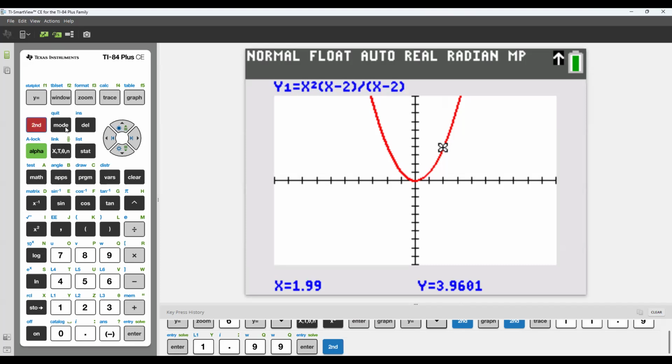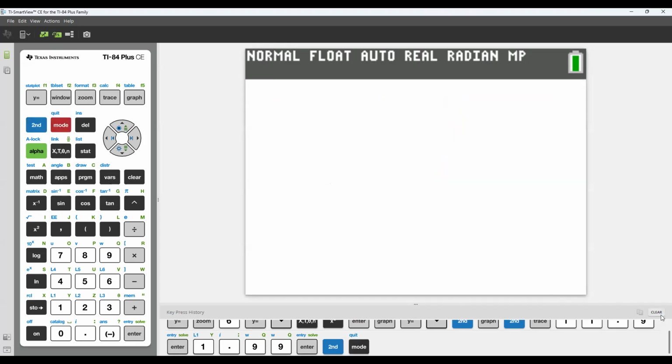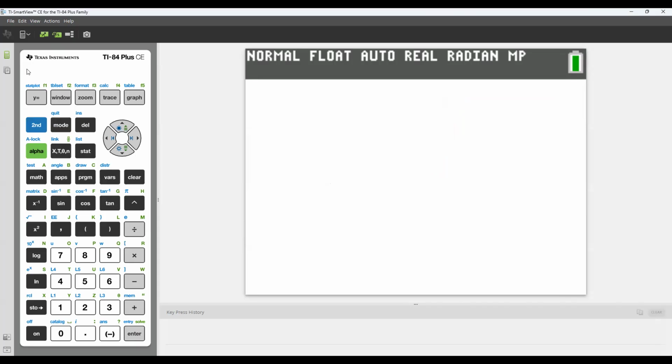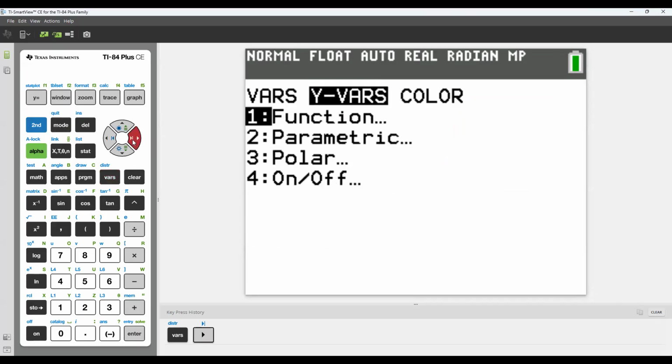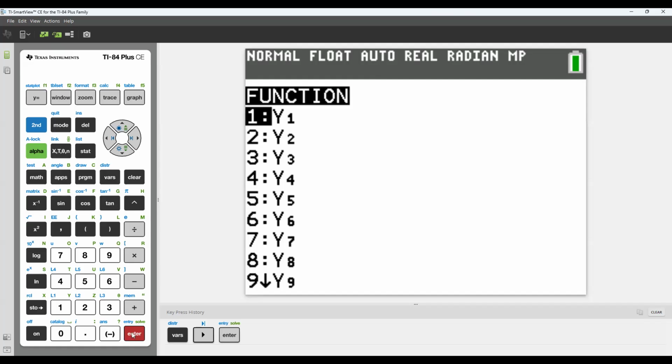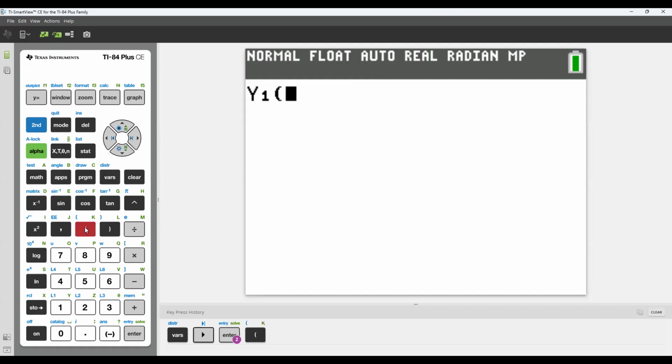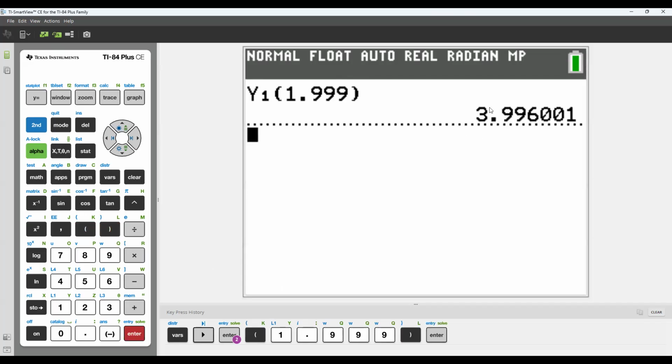Another way to do this is here. You could click on the keystroke. Okay, again, you go to the home screen first. The keystroke is the vars button, and then select the second menu, Y-vars. Okay, and then you see function, press enter, and then you select Y1. And then you put it like a function notation. Right? You put 1.999, okay, something, and then it will give you the output. Okay, so this is the idea.